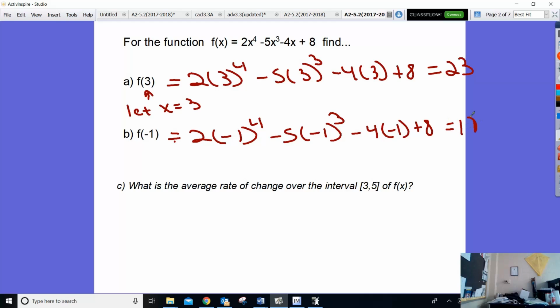So don't be confused by the function notation. Just do what it says to do. Let x be that number. It's really not hard to do.